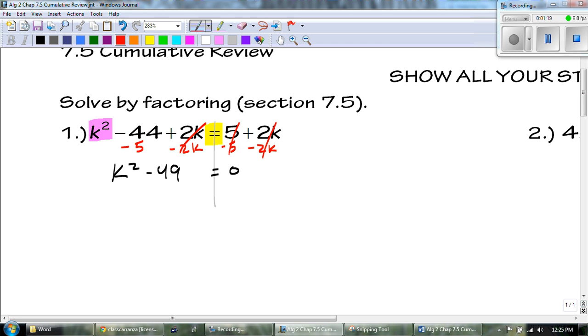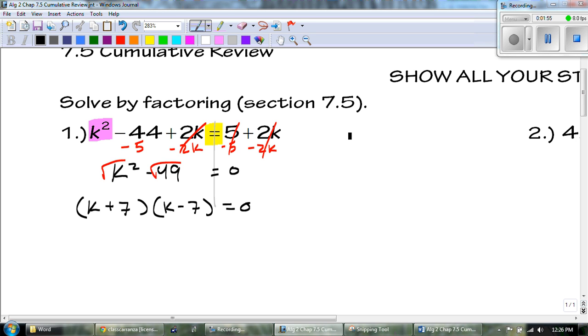So I need to check, is there a GCF? No. Okay, so we're left with a quadratic binomial with subtraction, and yeah, that's right, it's a perfect square. So that means I can take the square root of both of those, and I know that the square root of k squared is k. One's a plus, one's a minus, and then the square root of 49 is 7.